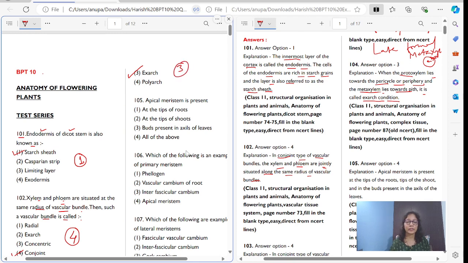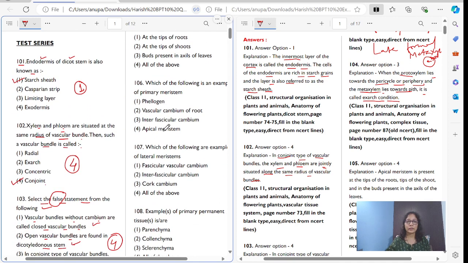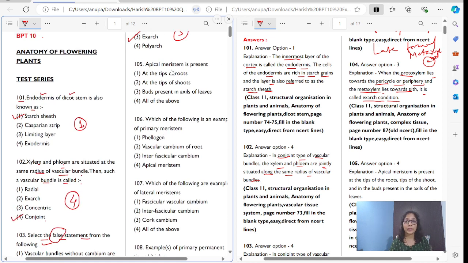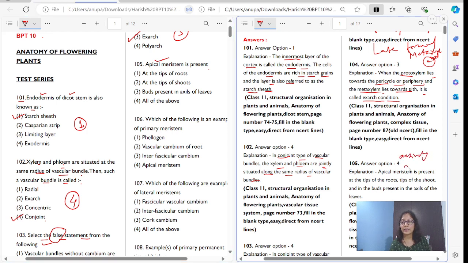Now let's move to the next question, that is question number 105. It states that apical meristem is present. We have to find where the apical meristems are found. We know that apical meristems are actively dividing meristem or cells. Hence, it will be found at the growing tips of roots and stems. So apical meristem will be present at the tips of roots. It will also be present at the tips of the shoot, and it will also be present in the buds. It is also a growing region of plants. Present in the axils of the leaves.